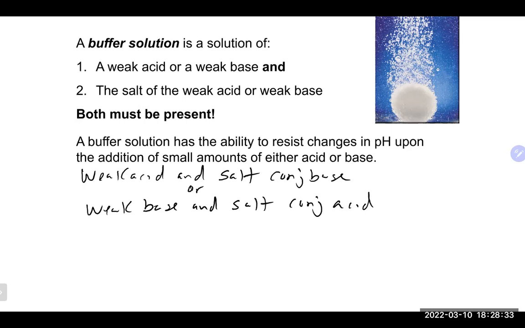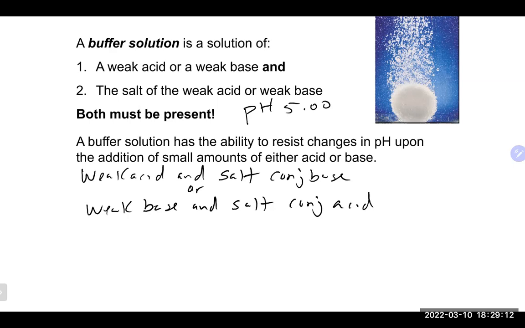What a buffer is, is a solution that will resist changes in the pH, even when you add more acid or base to it. So when you add more acid or base to a buffer, if it's made properly, it will resist big jumps in pH. What that means is if you had a buffer that started at a pH of 5 and you added some acid to it, after you're done adding your acid and everything was made correctly, the pH of that solution should still be around 5. Will it go down a little? It will. It will go down a little. Maybe it drops to 4.9 or something like that.